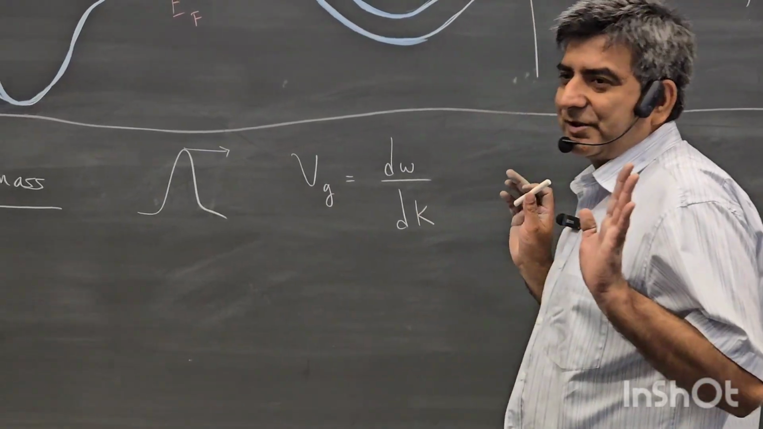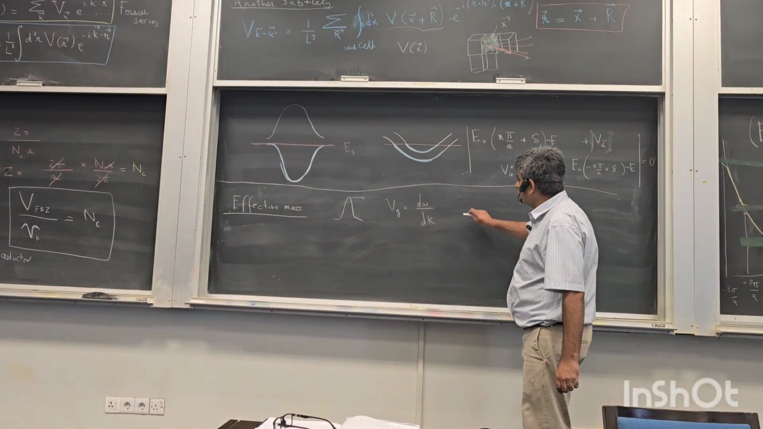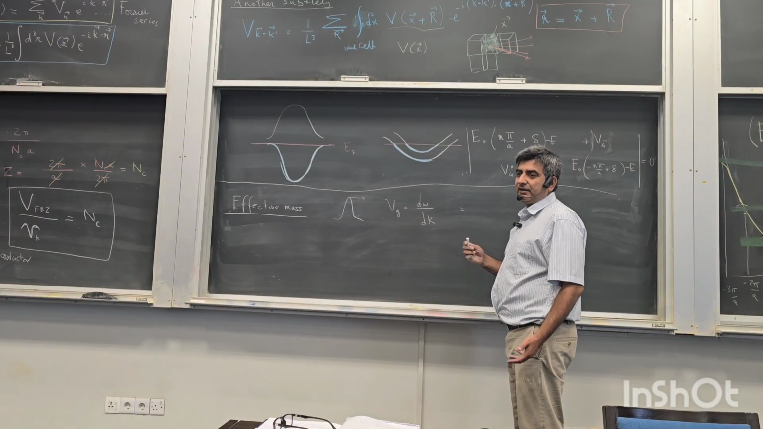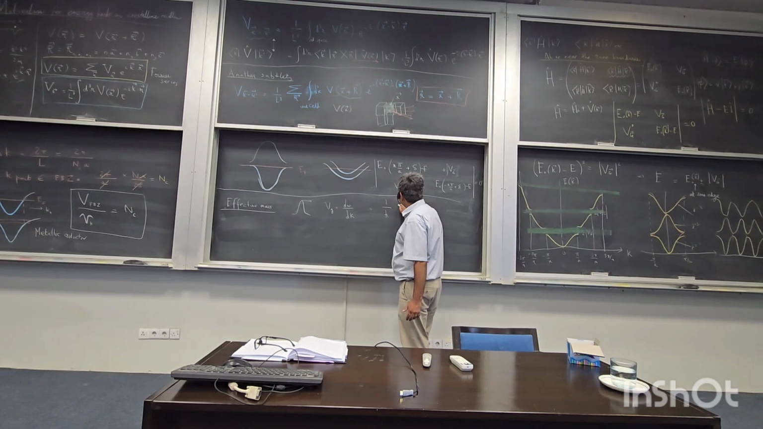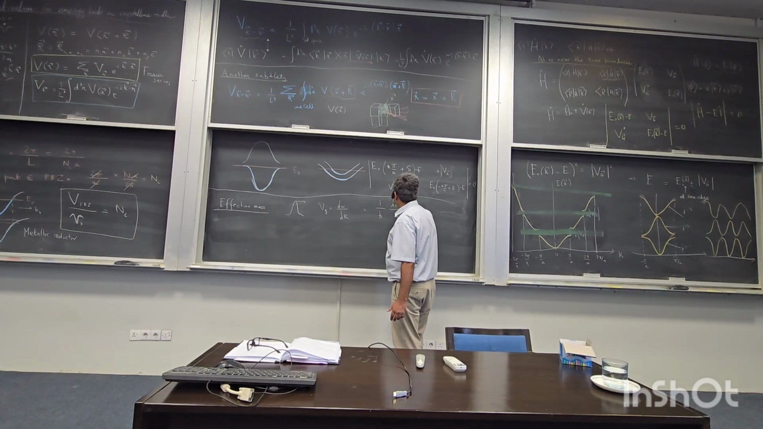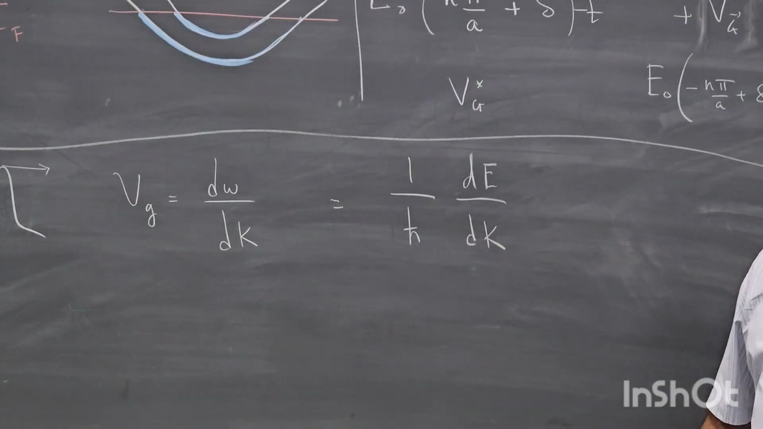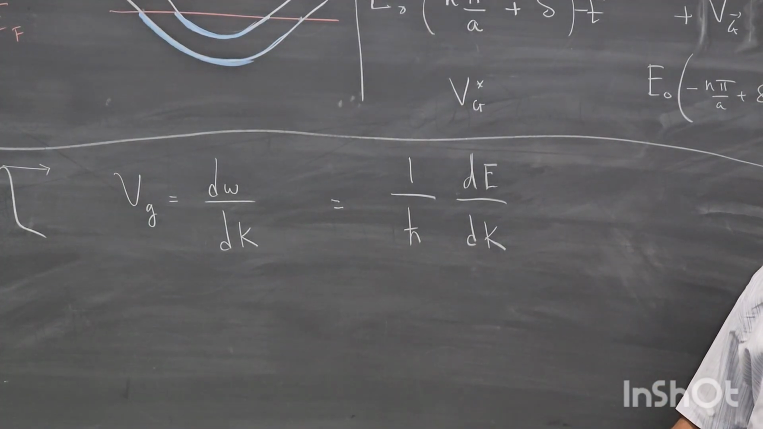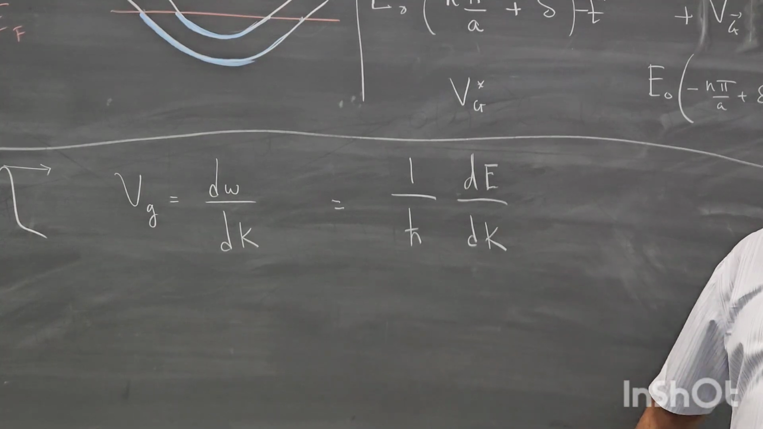So this is the group velocity. Okay, so far so good. Now we know that there is a dispersion relationship. So this omega is really E over h bar, so 1 over h bar dE over dk. Okay. So what is dE over dk? Now we have a band. The band has a certain dispersion relationship. What is dE over dk for the band?